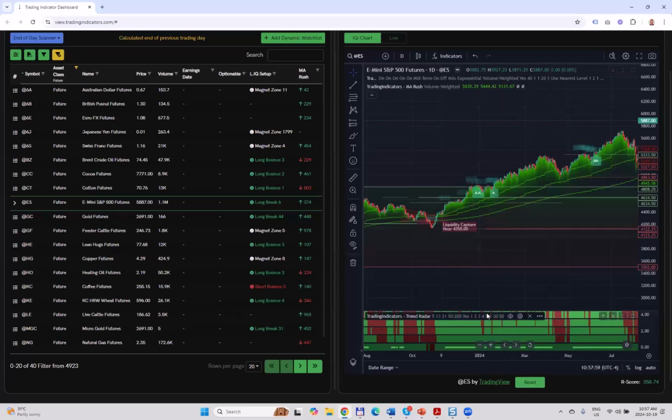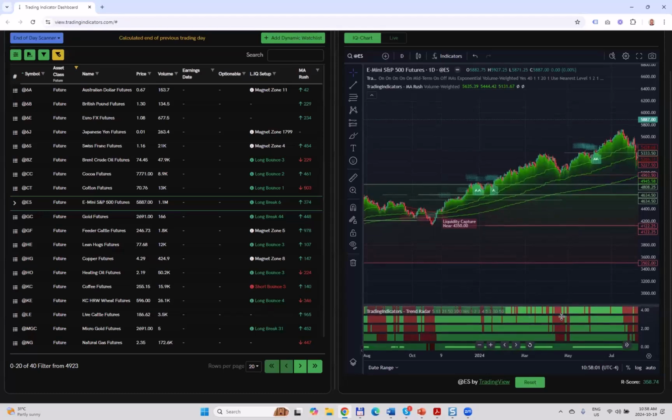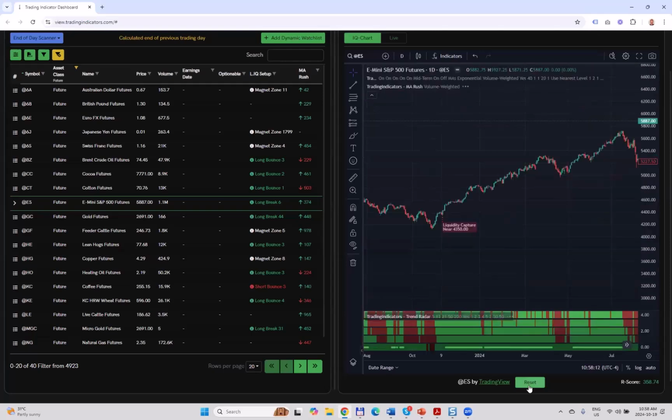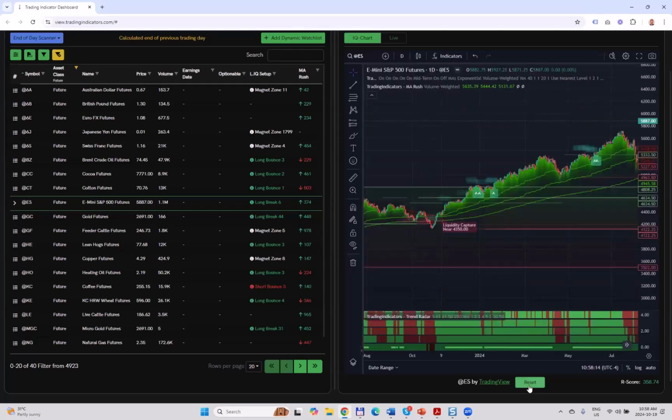And by the way, did you see what I just did? I don't know what I did. I messed something up on my chart. I think I did something like this. And if this ever happens to you, all you need to do is click this reset button down here to get your chart back to its default settings. So a little trick about the dashboard.